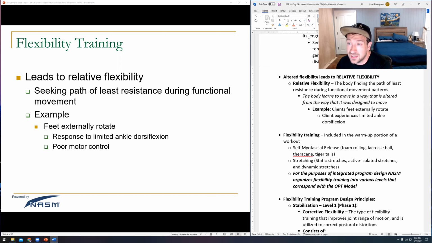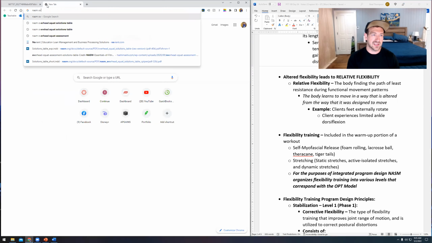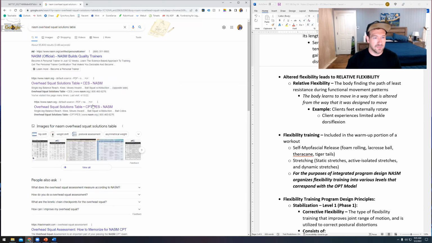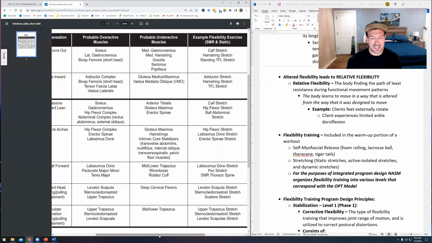A good example is, let's say your client is trying to squat and their feet turn out, right? Their feet externally rotate, because they are experiencing limited dorsiflexion. Remember, they can't pull their toe back this way properly. Okay, so let's take a look at what this means. If I go to the NASM overhead squat solutions table, that table that we always pull up, let's take a look right here at a client whose feet turn out.